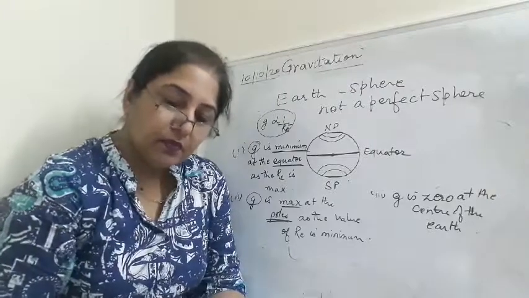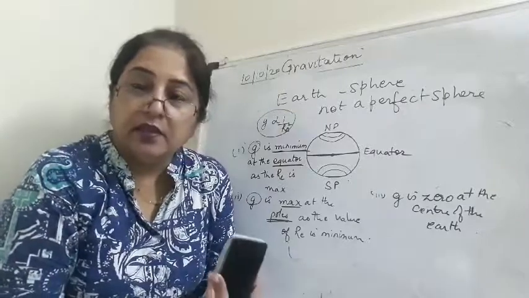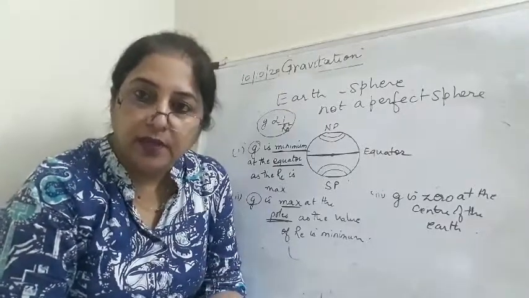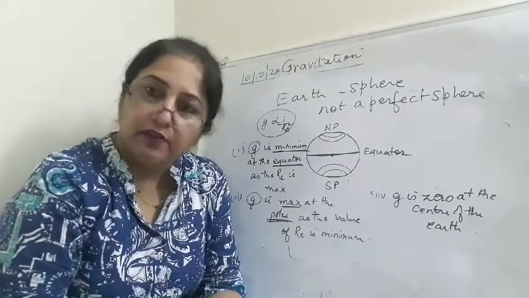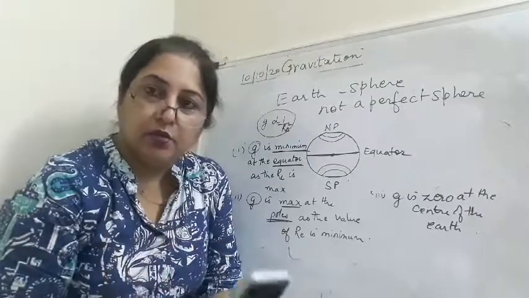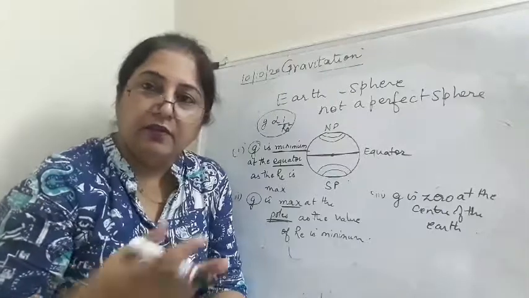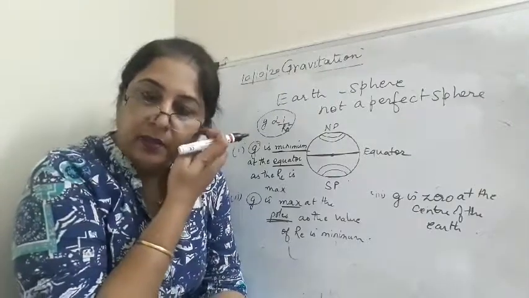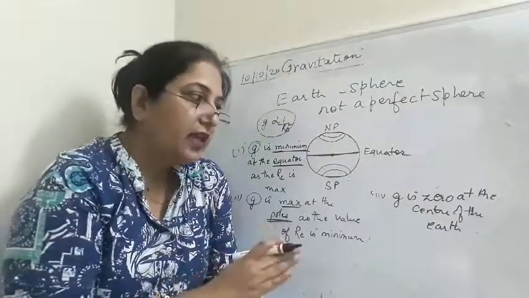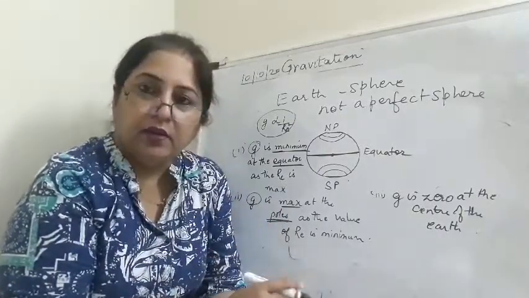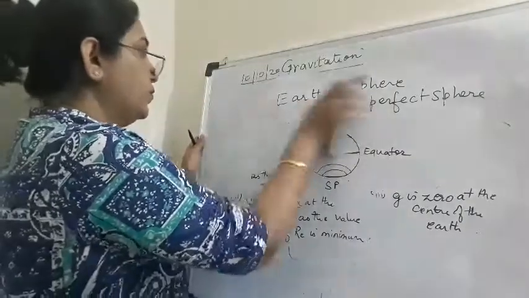Now, what next we have? Yeah, as I told you that G does not depend on the mass of the falling object. Acceleration due to gravity is same for all the freely falling objects. Whether it is a stone, a paper, a feather, any heavy object or any light object, the acceleration due to gravity is always same for all. It does not depend on the mass of the falling object. Okay, next. I hope these points are clear to you.